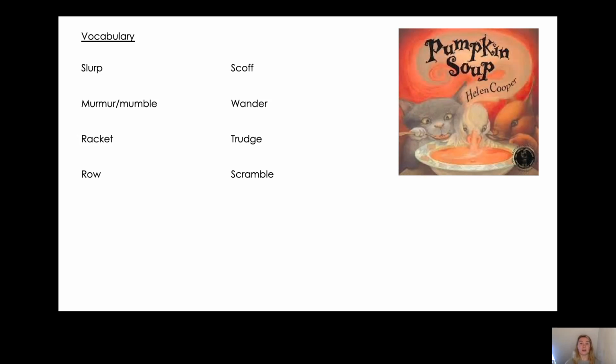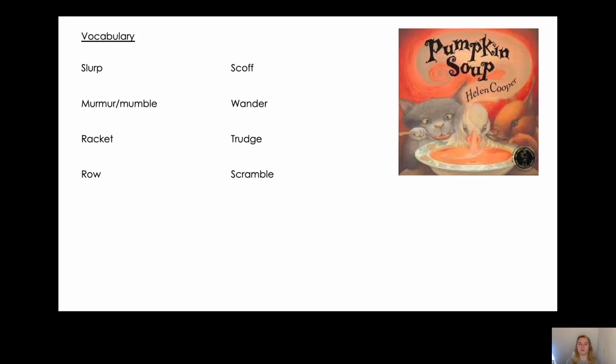Yes, that's right. Slurp is when you are drinking something and you make lots and lots of noise. So, for example, you could slurp your soup, you could slurp your tea, your coffee, your hot chocolate, your water. So when you're drinking, you make lots of noise. It's very noisy.